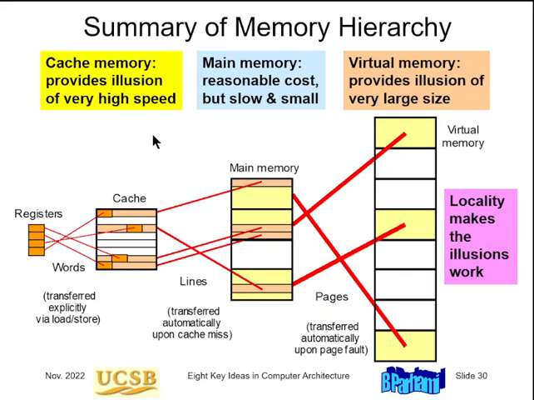So collectively, these memories provide the illusion of high speed and the illusion of high capacity. High capacity is provided by this disk, and high speed is provided by registers and cache. And because most of the time I find my data in this fast area of the memory hierarchy, it creates the illusion that this huge memory is also very fast.